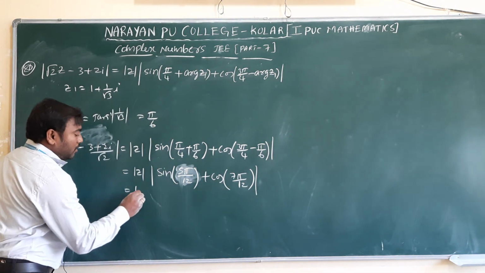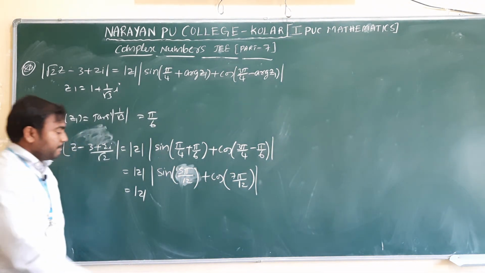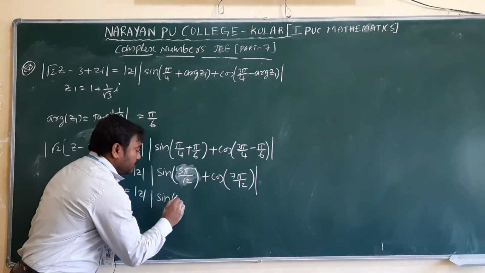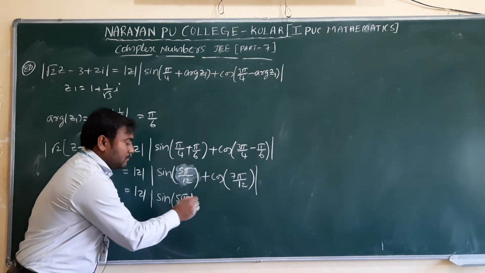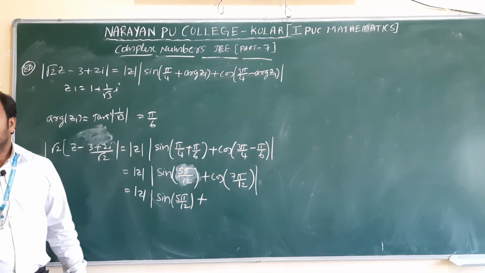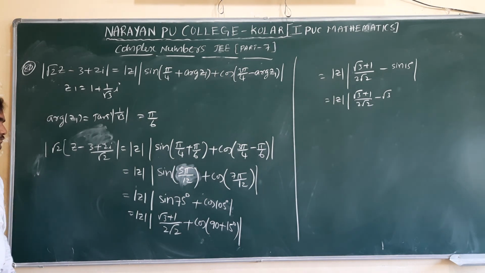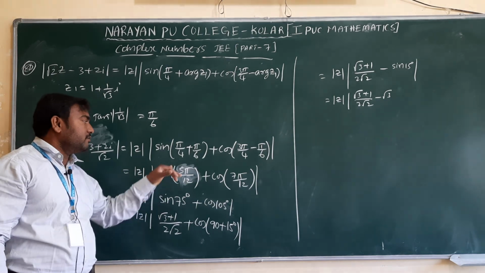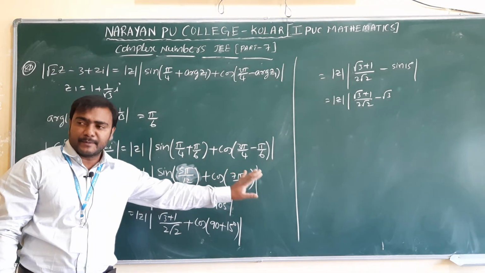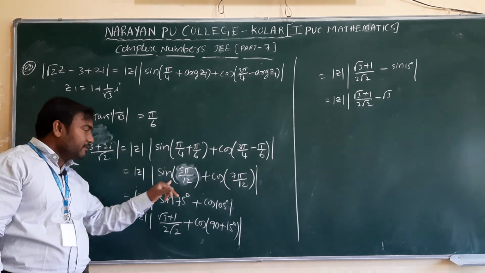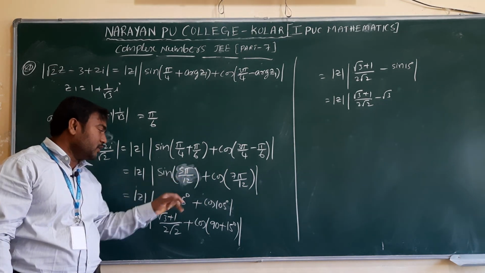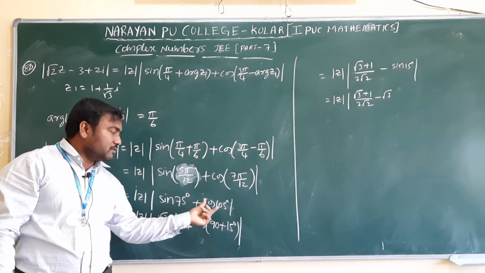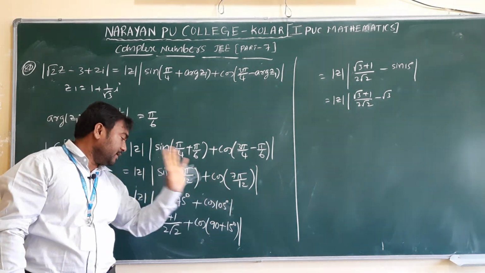Here modulus of z, sine of pi by 12 plus... so modulus of z into modulus of sine 5 pi by 12 plus cos of 7 pi by 12. We know that sine 5 pi by 12 is the value of sine 75 degree, and cos 7 pi by 12 is the value of cos 105 degree.